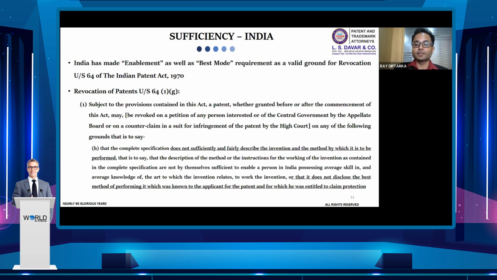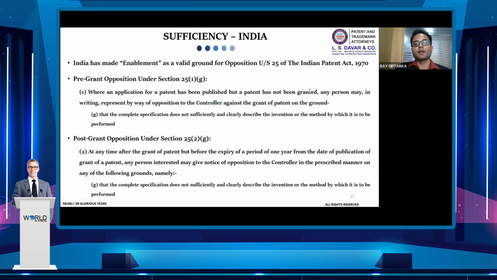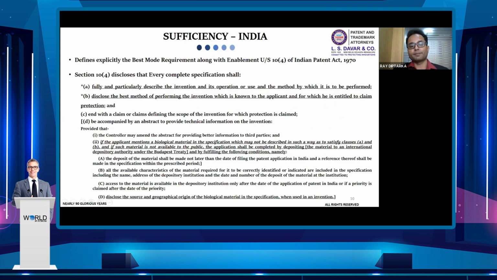A patent may be revoked if it does not sufficiently and fairly describe the invention and the method by which it is to be performed. Also, it may be revoked if it does not disclose the best method of performing it which is known to the applicant for the patent and for which he was entitled to claim protection. So basically, these two are very important: both enablement and best mode.